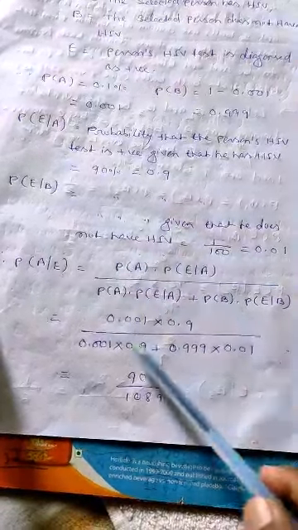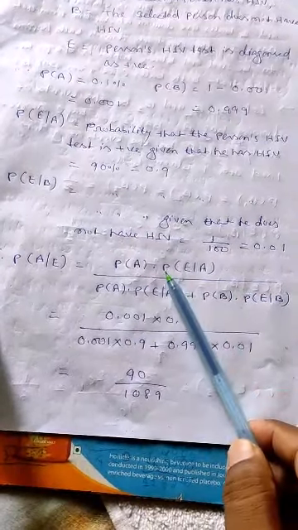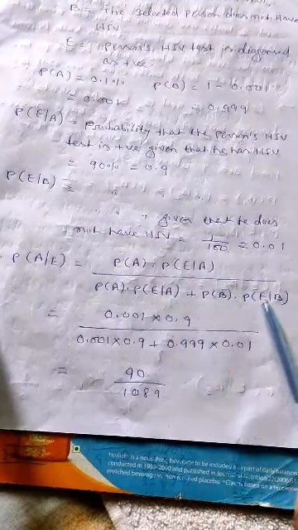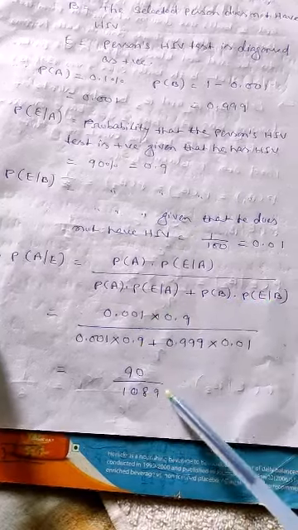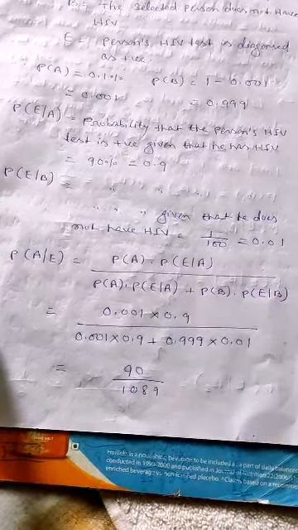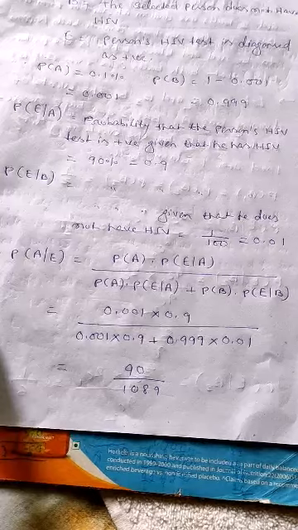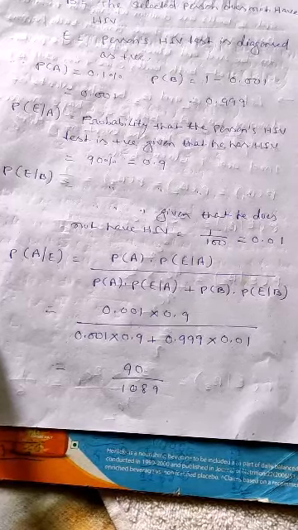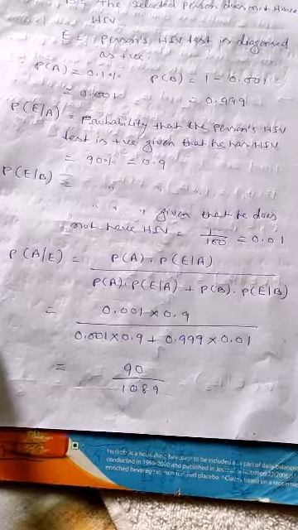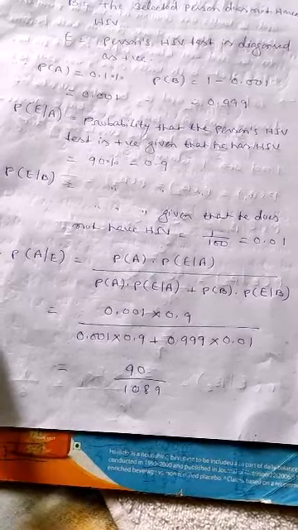Now we just have to put these in this formula, P(A) into P(E/A), divided by P(E), the total probability, and by calculating we will get the required result, how many persons have HIV and their result is also positive. This is the way we can calculate.